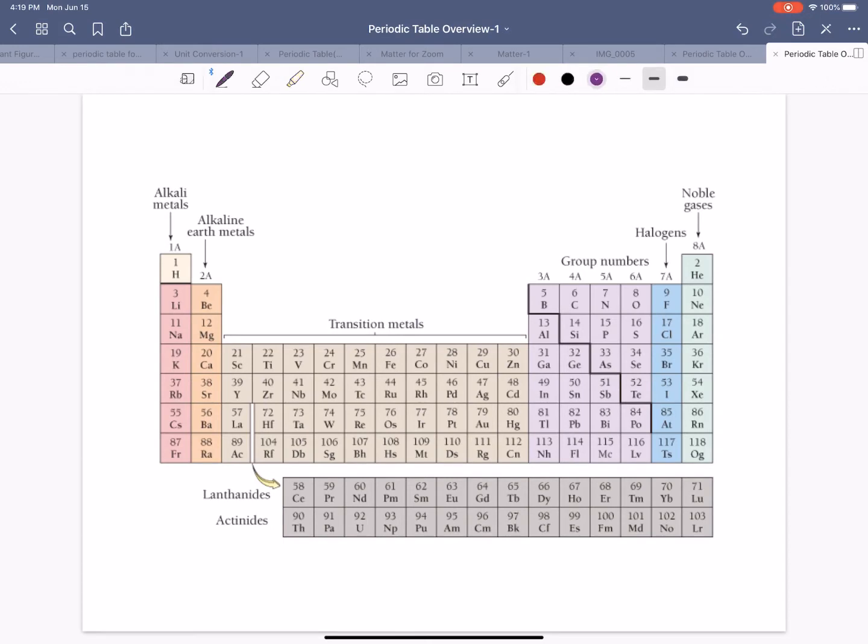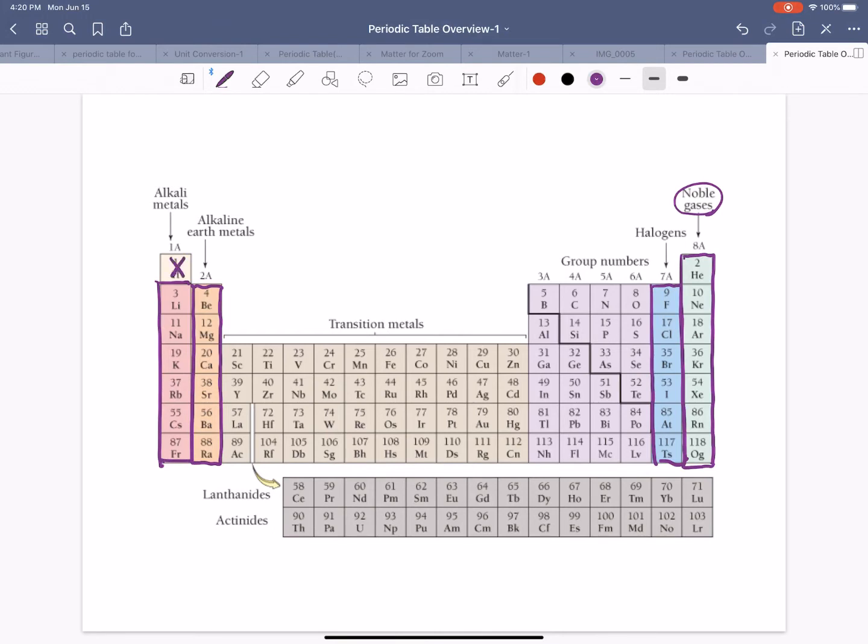Another way is to consider the columns as being grouped together because the elements share similar characteristics. The last column here is a group that has a family name called the noble gases, also known as the inert gases. Why are they all in the same family? Because they have similar characteristics. To the left of them, we have the halogens. And then here we have group 2, the alkaline earth metals. And then to the very left, we have the alkali metals.